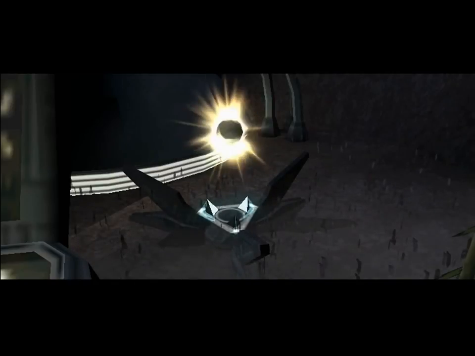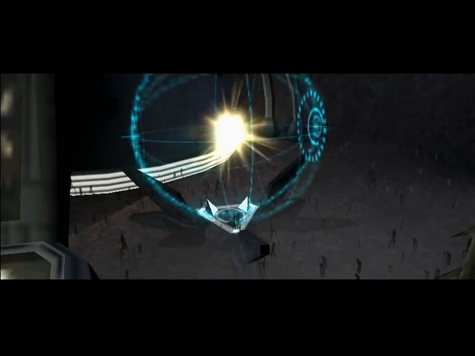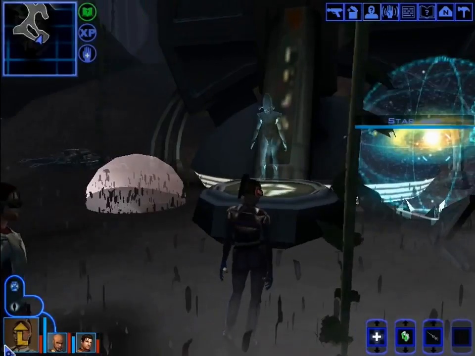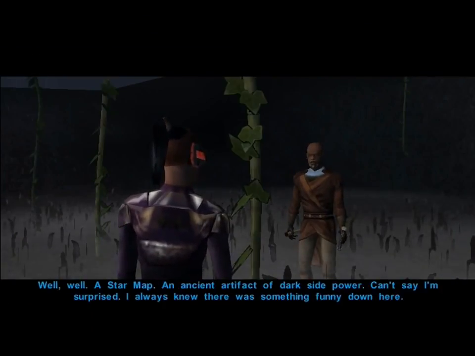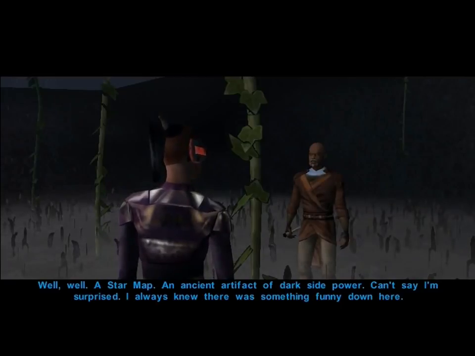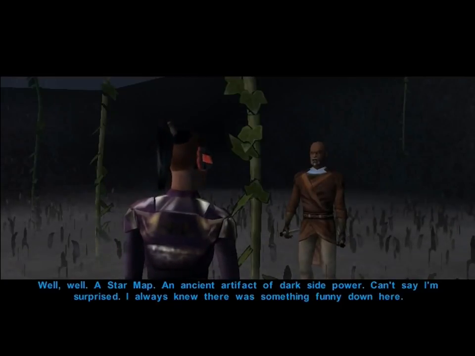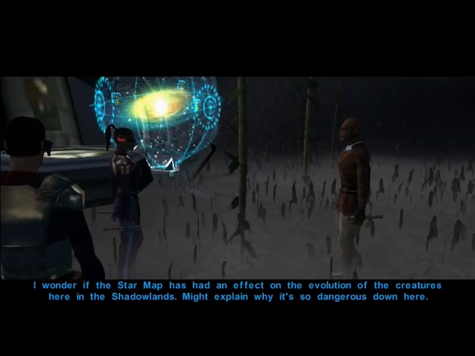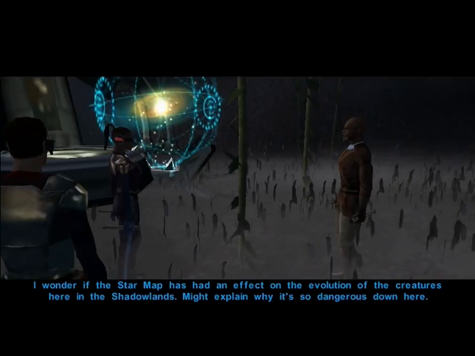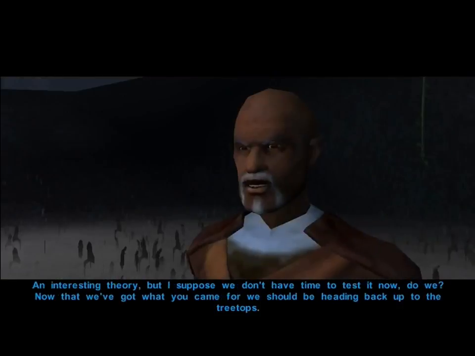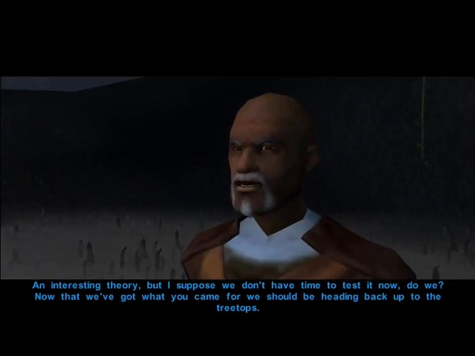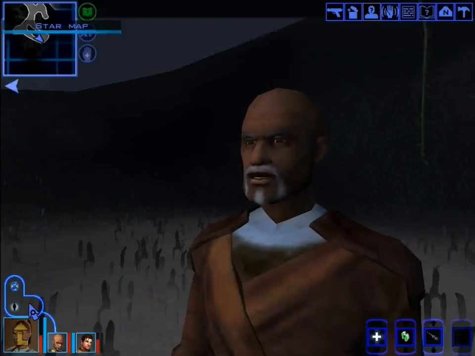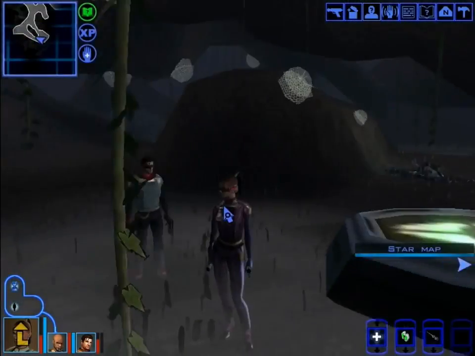So basically, in combat we managed to display what we were supposed to, even if we couldn't display that in not combat. Interesting. Well, a star map. An ancient artifact of dark side power. Can't say I'm surprised. I always knew there was something funny down here. I wonder if the star map has had an effect on the evolution of the creatures here in the Shadowlands. Might explain why it's so dangerous down here. An interesting theory, but I suppose we don't have time to test it now, do we? Now that we've got what you came for, we should be heading back up to the treetops. Well, first we have to deal with Zolba and all that.